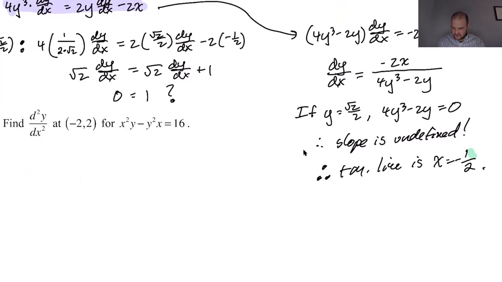So I'm going to highlight that. I mean, really all of it is our answer. But when you get an undefined slope, that means that the slope of the tangent line is undefined. What has an undefined slope?